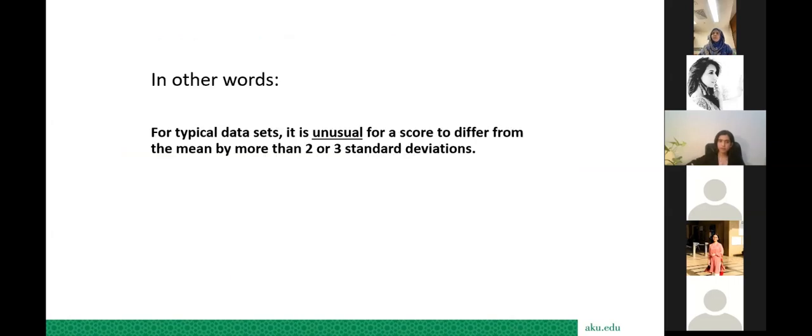So for a typical data set, as I mentioned earlier, it is unusual for a score to differ from the mean by more than 2 or 3 standard deviations. So if I talk about percentile, if I say the 25th percentile, this means that the observations, or maybe when we come to SPSS, I'm going to explain to you what exactly a percentile is.